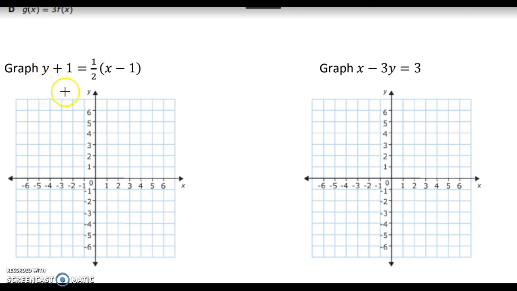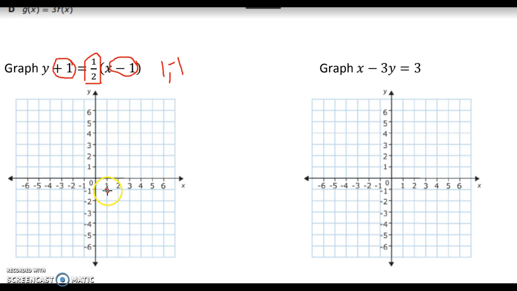But to graph this one, it's in point slope form. So we take the opposite of this number and the opposite of this and make an ordered pair. Remember, this value goes first because that's my x. So it's (1, -1). So I plot this point first. Then I use my slope.